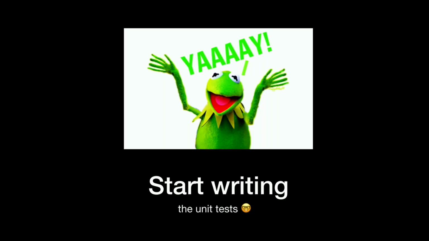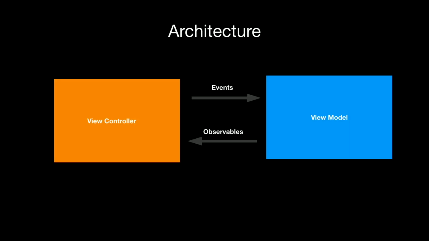So now we're ready to start writing our unit tests. We saw earlier that this is the architecture that we use. Now what we have to do for our unit test is fake the way the view controller feeds the input events to the view model, and then we just have to verify the events of the output observables.